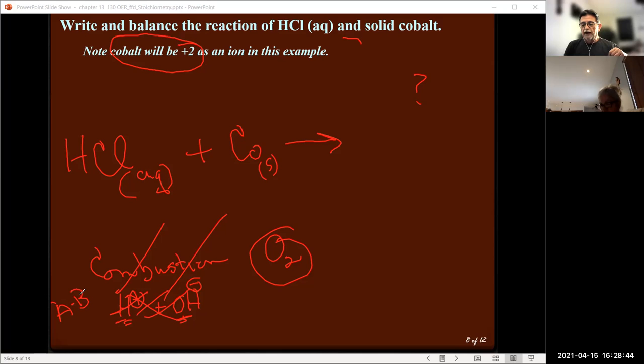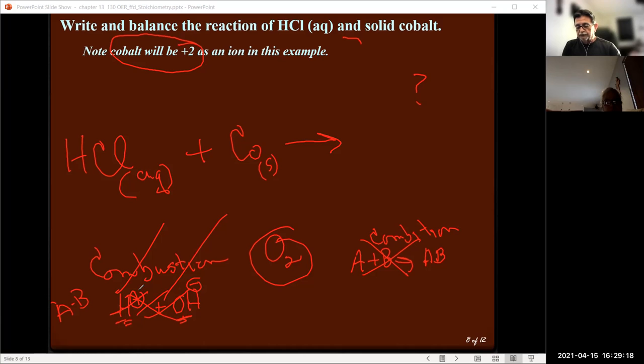What else do we have? Combination reaction. Remember the combination reaction, where you put together A plus B to give us AB? Normally A and B are elements. Well, we look at the reaction we're given. Cobalt obviously is an element, but hydrochloric acid is not an element. So we can eliminate the combination reaction. So we've got 3 eliminated so far, and 3 to go.